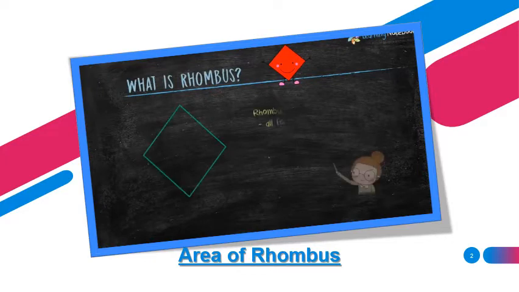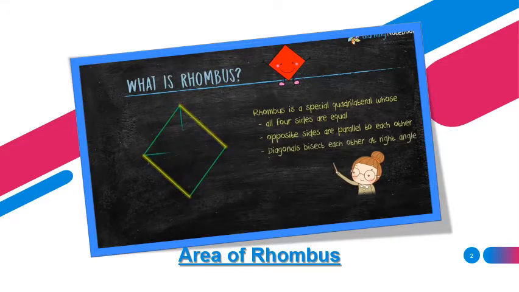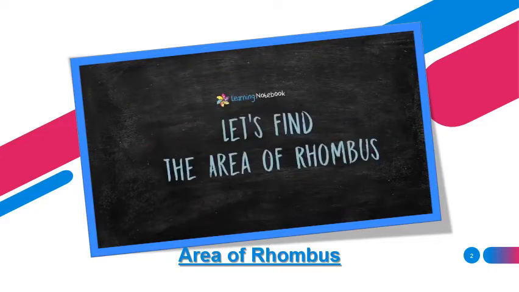Rhombus is a special quadrilateral whose all four sides are equal. Opposite sides are parallel to each other and diagonals bisect each other at right angle. Now let's find the area of rhombus.